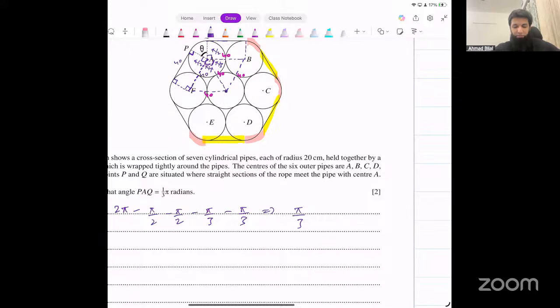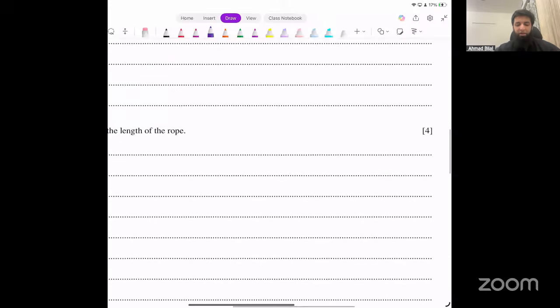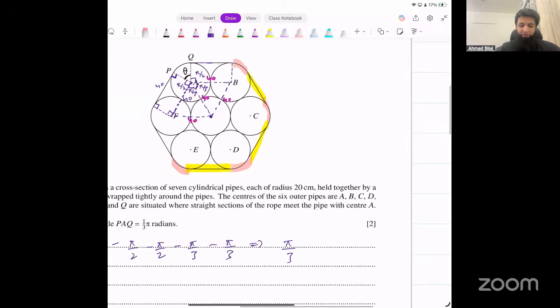Is that okay? Okay, that's one way of doing this. Find the length of the rope. The length of the rope has different parts. Some are arcs, some are straight lines. Okay, we've got some arcs and some straight lines.